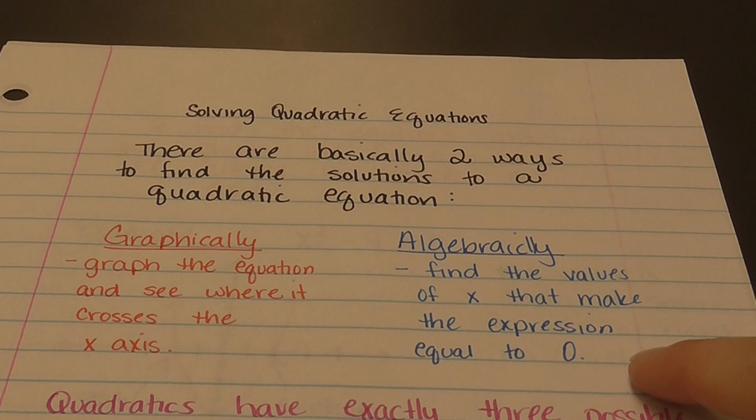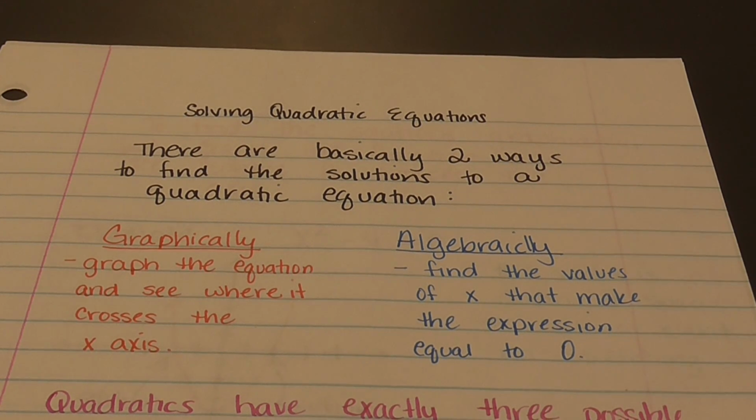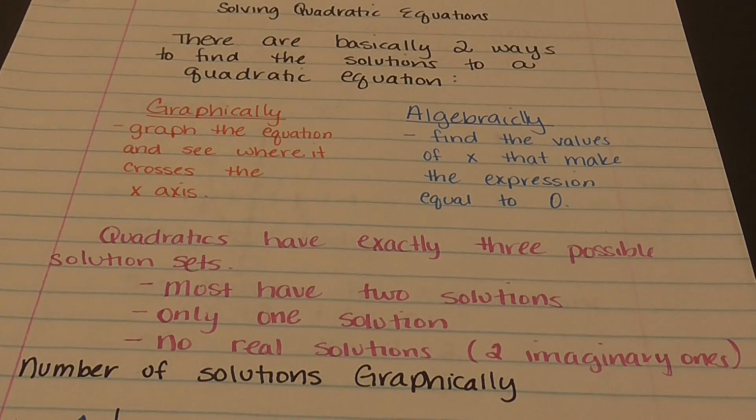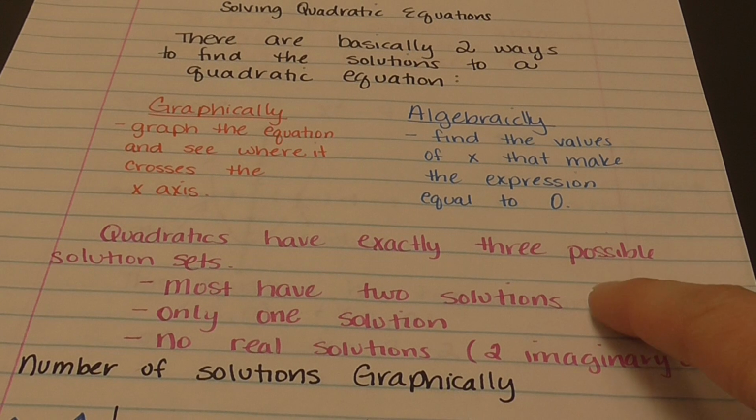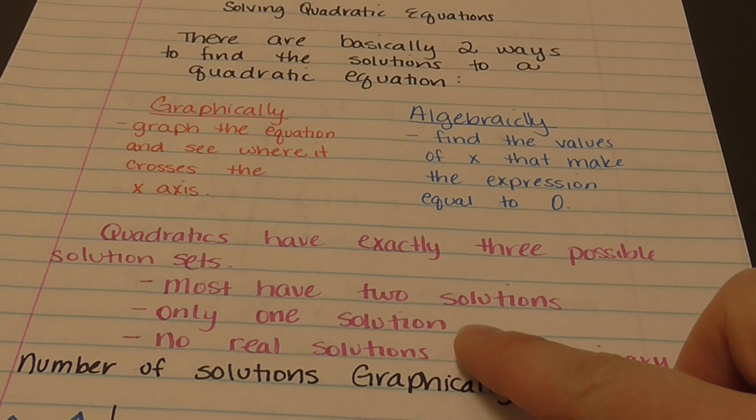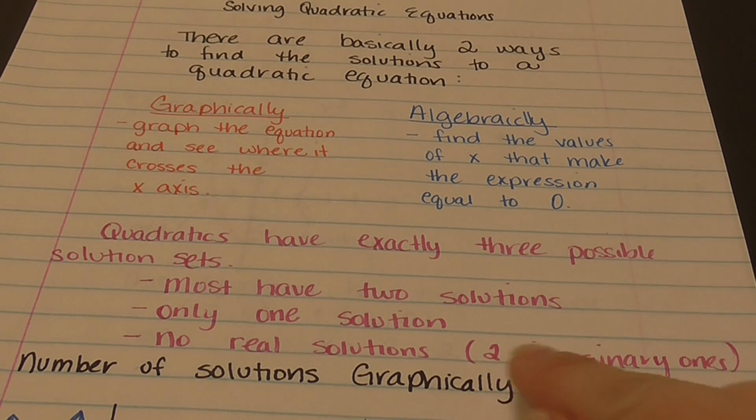You could also solve it algebraically. That's where you find the value of x that will make the expression or equation equal to 0. Quadratics have exactly three possibilities of solution sets. Most have two solutions, and here I'm talking about real solutions. Then you have the possibility of only one real solution, or no real solutions, which would mean two imaginary ones.